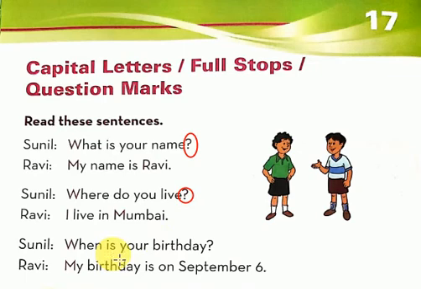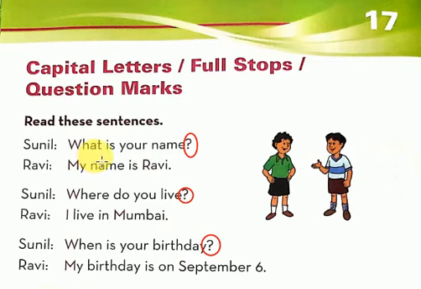Now see the third one, when is your birthday? He is also asking for some information, he wants to know something, that's why he is asking when is your birthday. So at the end of the sentence you have to put a question mark because he needs some information. Same is the case with the sentence above, where do you live? He is asking for information, where is your house? So he wants to know where he lives.